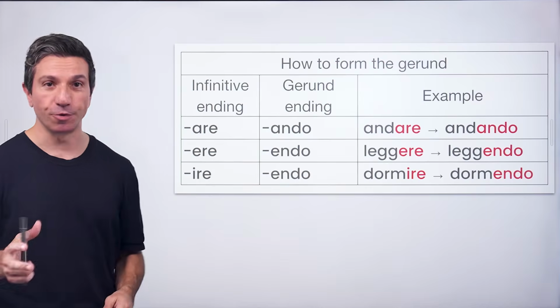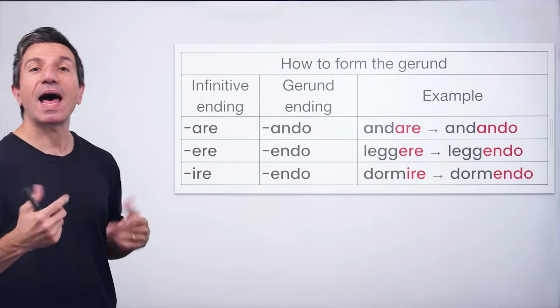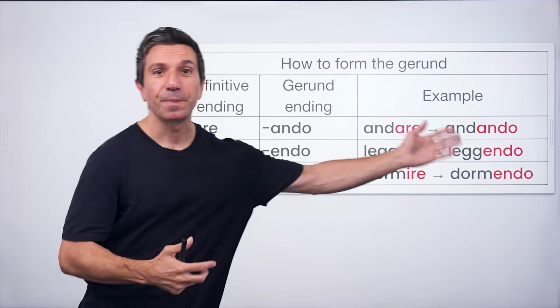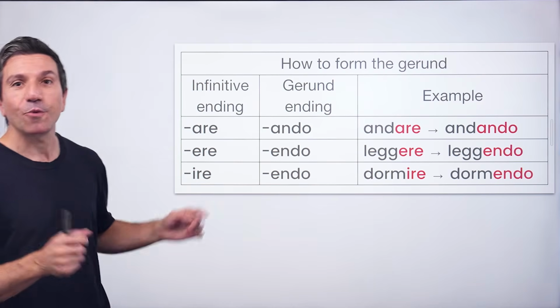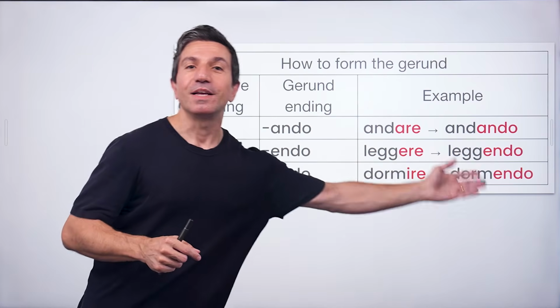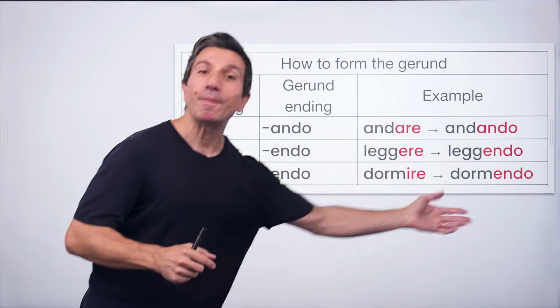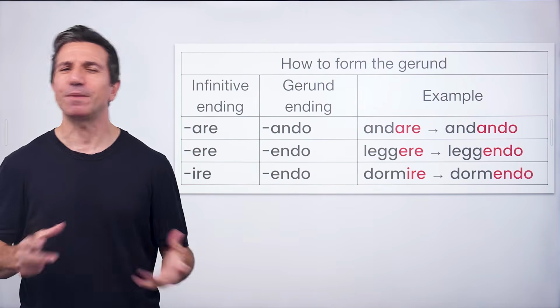To form the gerund, for are verbs, replace are with ando. For example, andare becomes andando. For ere and ire verbs, replace the ending with endo. For example, leggere becomes leggendo, and dormire becomes dormendo. Now let's practice using this grammar with some sentences.